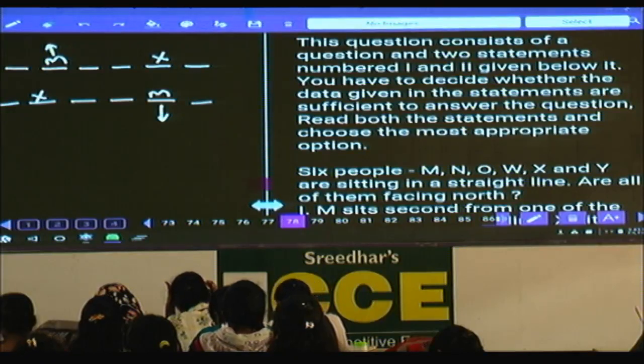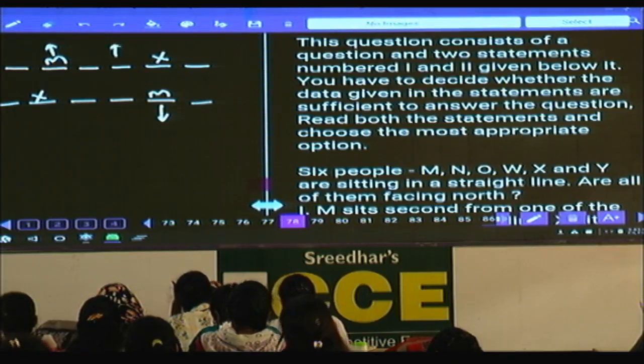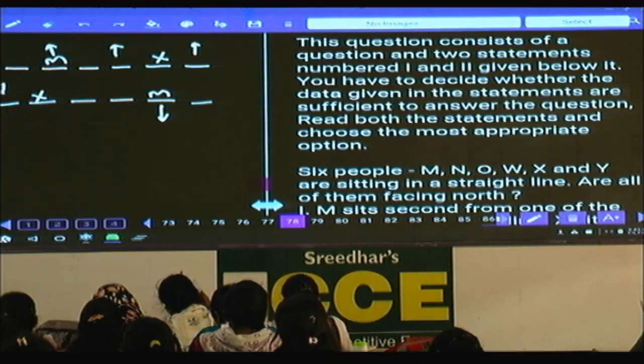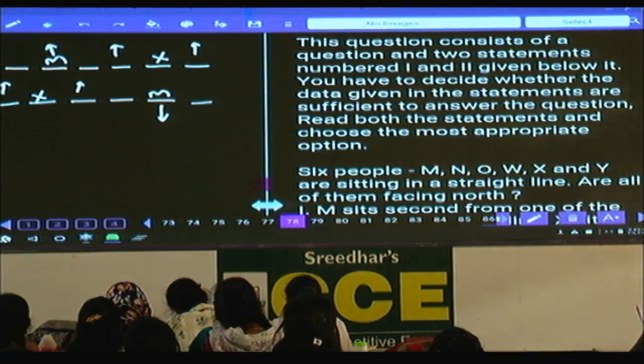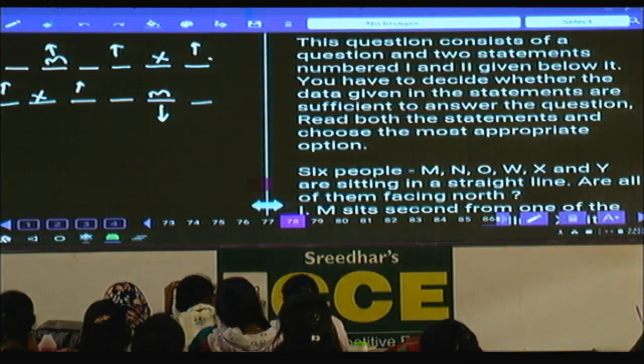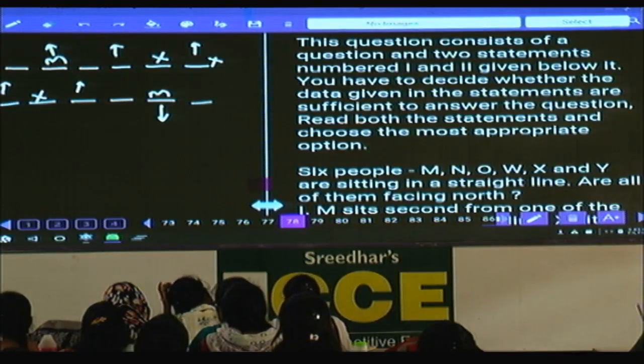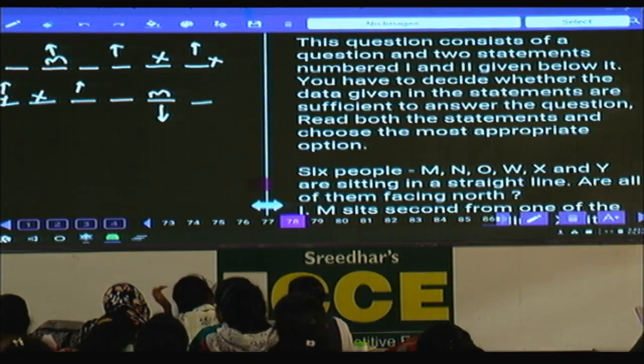X sits third to the right of M. Both the immediate neighbors of X are facing north. Here also, immediate neighbors of X are facing north. Then M sits fourth to the right of Y. The first case is ruled out. M is seated fourth to the right of Y, so Y must be here. Are we getting the answer here?